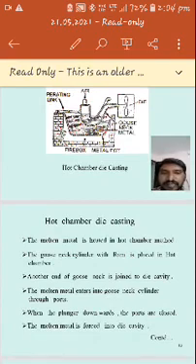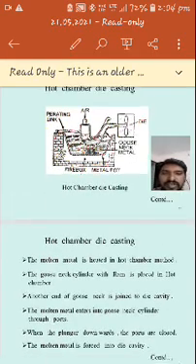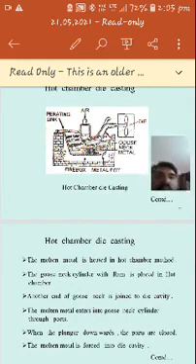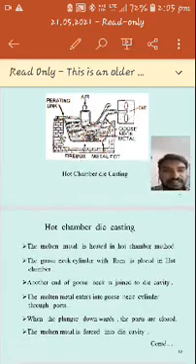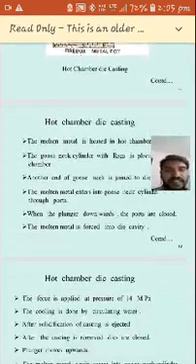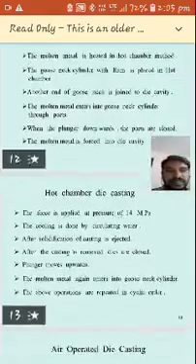Once the metal has entered into the die, it is solidified by using cold water, and becomes a solid state. Then the casting is formed, and that casting can be removed. Like this the cycle is repeated. This is about hot chamber die casting.